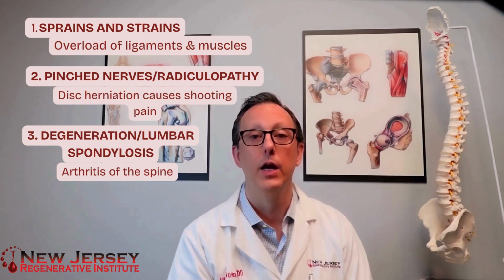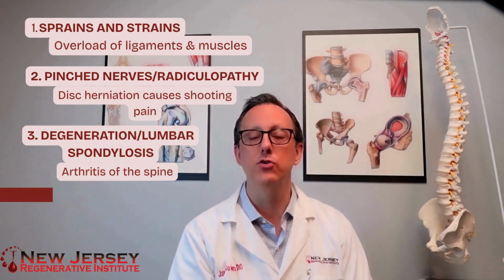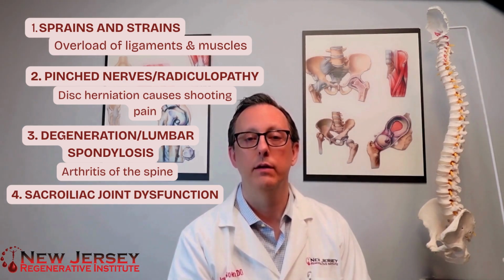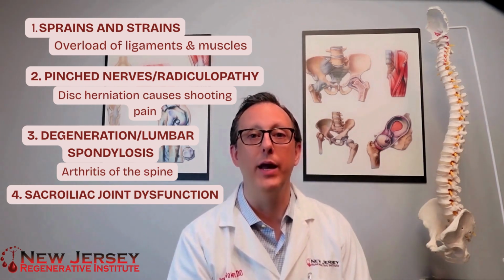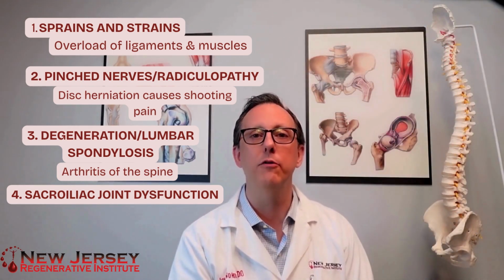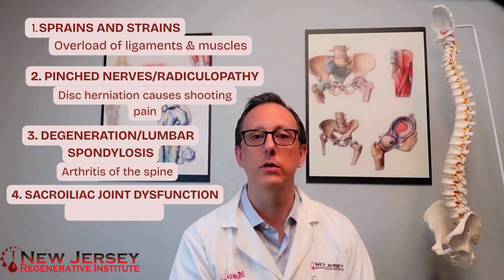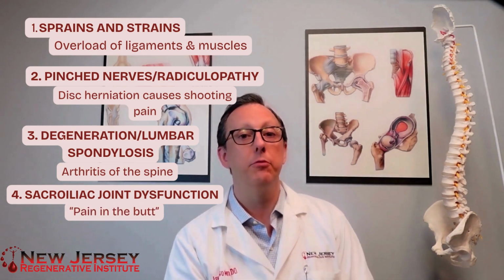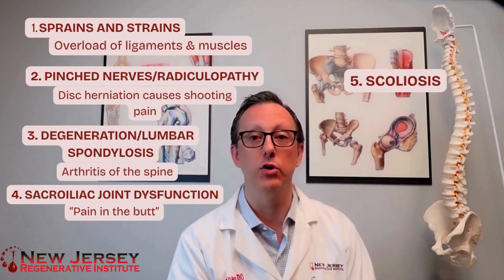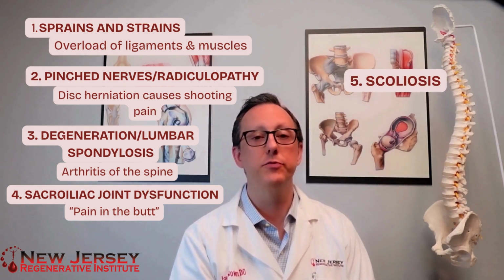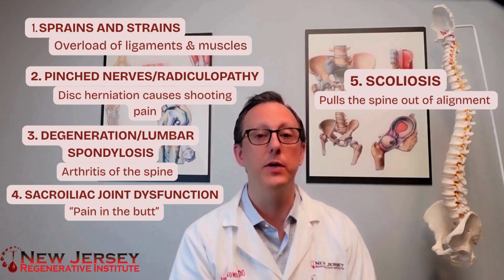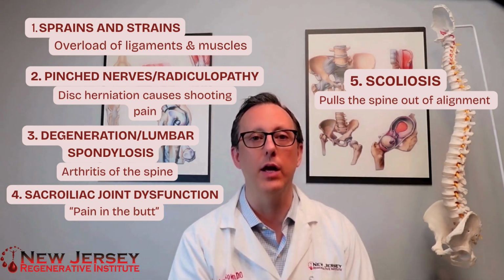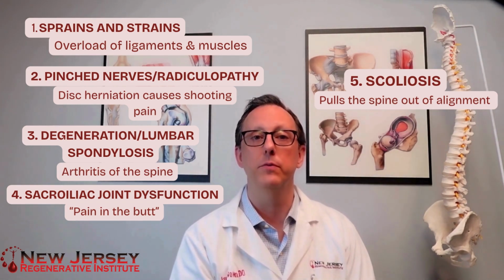Number 4, sacroiliac joint dysfunction or SI joint. This can often be misdiagnosed. The SI joint pain is literally a pain in the butt. We'll cover how to find it and what really works, from stabilization to regenerative therapies. Number 5, scoliosis, or sort of a crooked spine. It's not just for teenagers. Adult scoliosis is more common than people realize, especially if degeneration pulls the spine out of alignment. And we'll explain what to do.